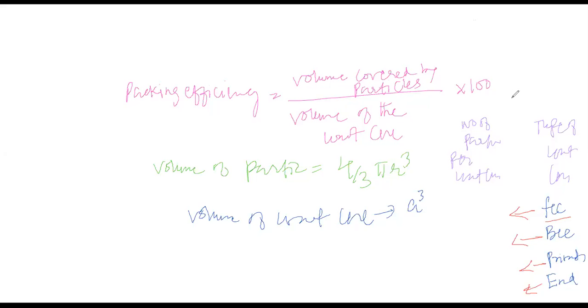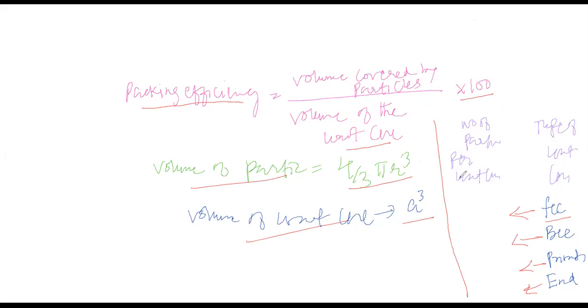Let me revise. I think you have forgotten everything. Let me tell you, my dear students, that packing efficiency is the volume covered by particles divided by volume of the unit cell multiplied by 100. Volume of the particle we calculate by using the formula 4 by 3 pi r cube. Volume of unit cell we calculate by using the formula a cube.